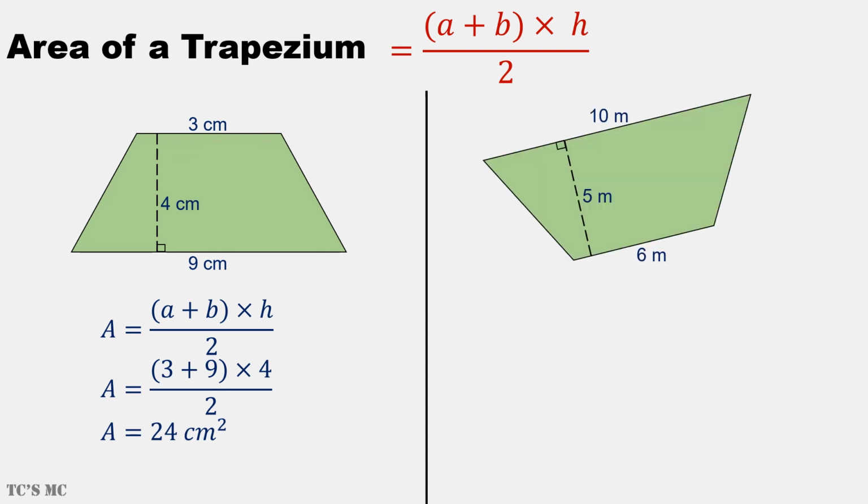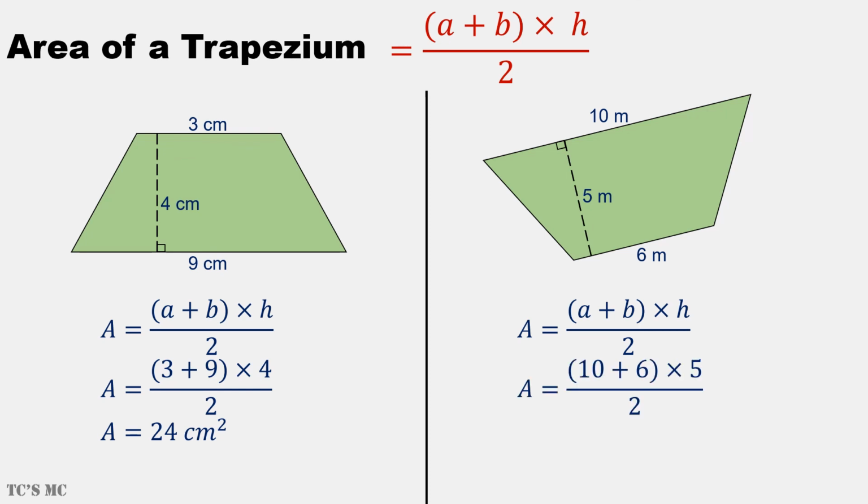In this example, again, identify your parallel lengths and the height between them. Write out the formula, remembering A and B are the two parallel lengths. So 10 plus 6 times 5, which is the height between the parallel lengths, divided by 2. That gives us 40 metres squared.